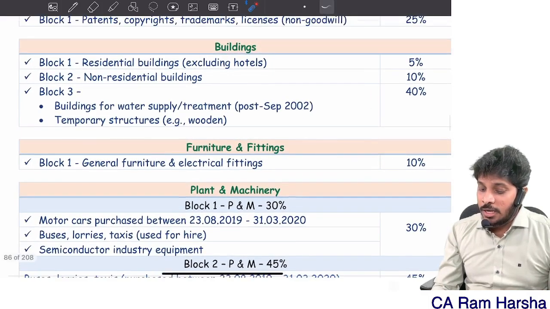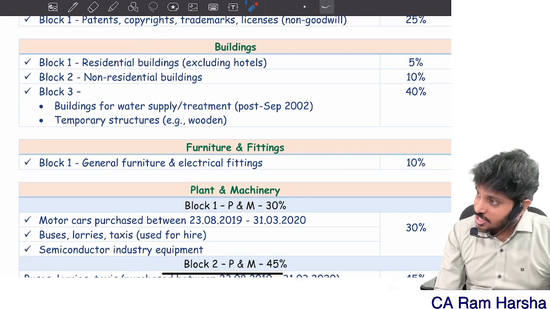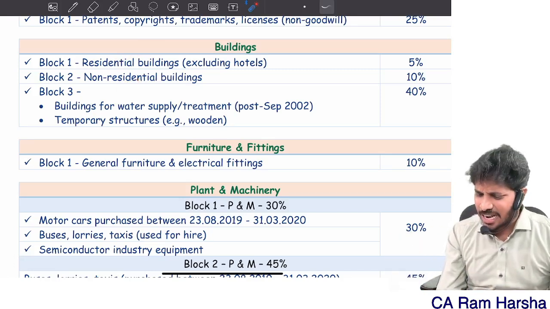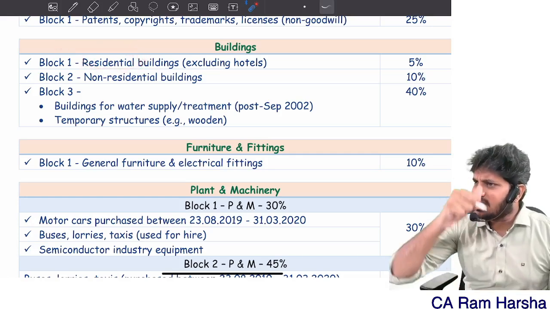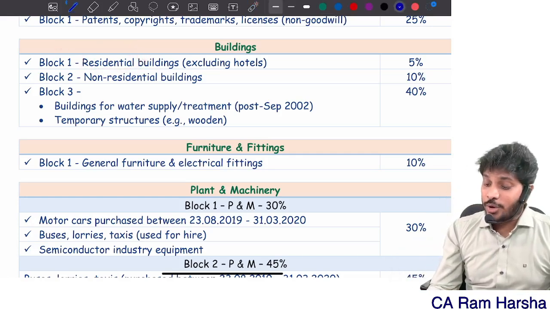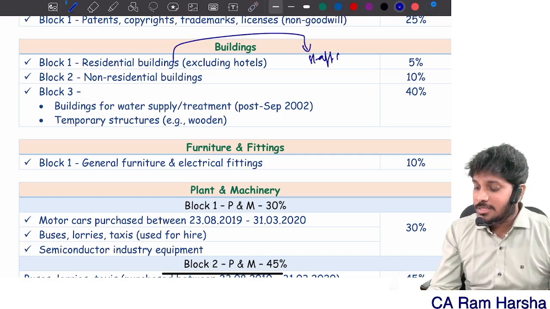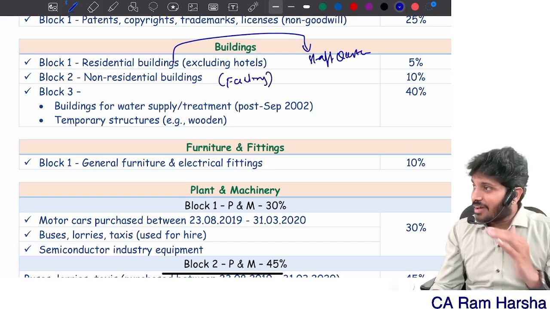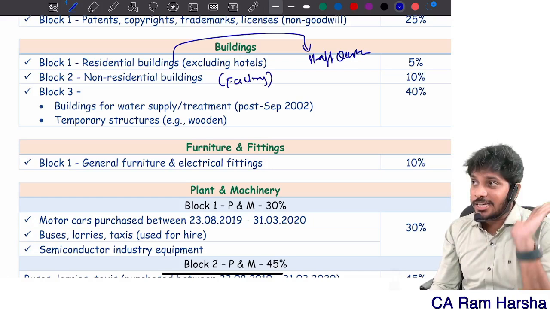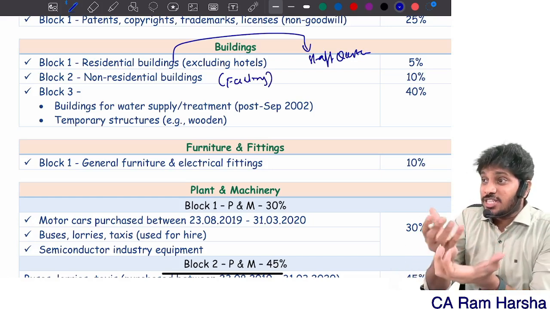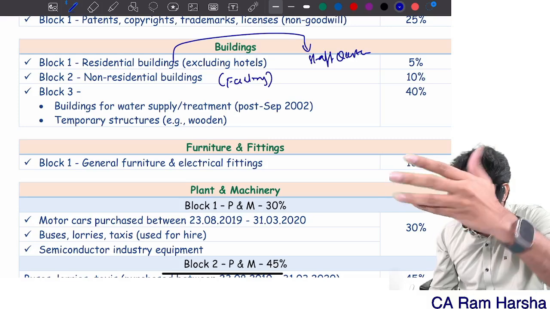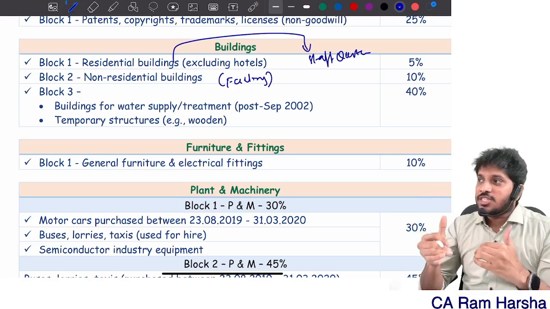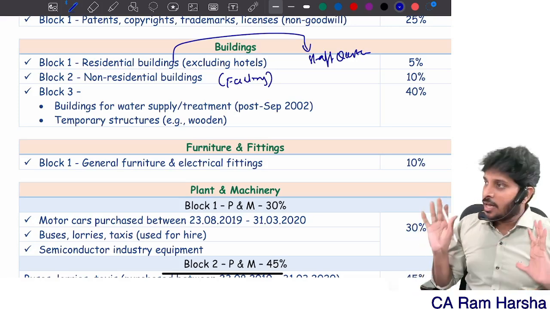Now coming to buildings. Buildings may be used for residential purpose, or for other than residential purpose. Residential? I am doing business, no? Why residential? Staff quarters. Factory building and office building come under non-residential. Staff quarters, residential quarters, come under residential building. But at the end of the day, both are used for the business or profession of the assessee.